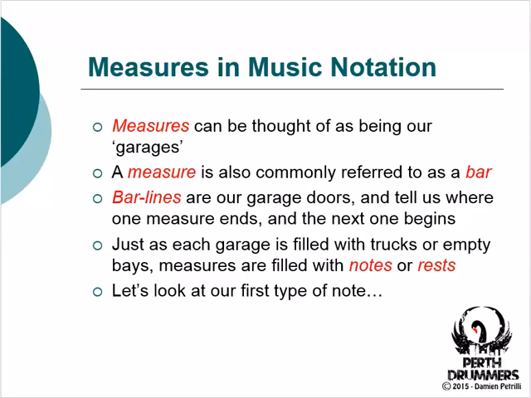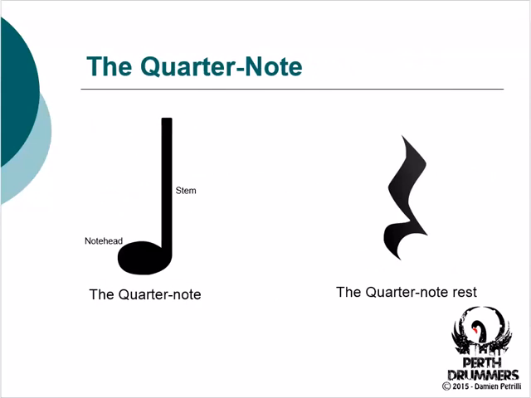All right, so now we're going to look at our first type of note. So what does a quarter note look like? Well, of course, we're going to have 2 situations. We've either got a quarter note or we've got a quarter note rest. Remember, they take up the same amount of room in our garage or in our measure, but they do look slightly different. So let's look at them now. The quarter note, let's look on the left-hand side. So this would be a note that you would play. You'd hit it. You'd put it on some part of your kit. It would make a noise.